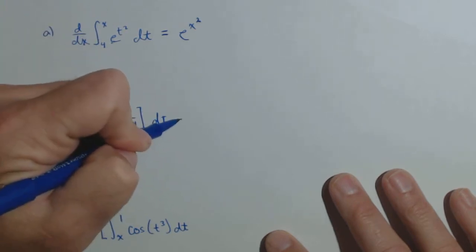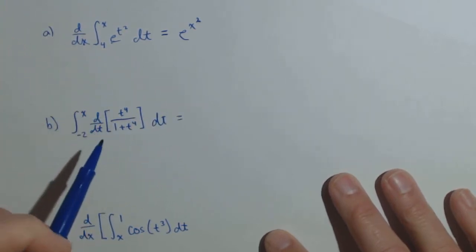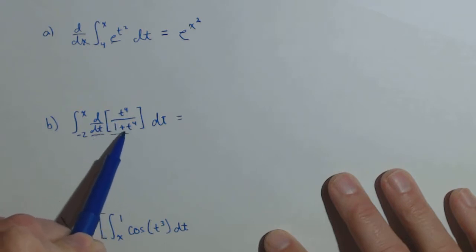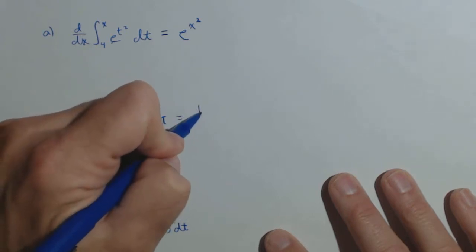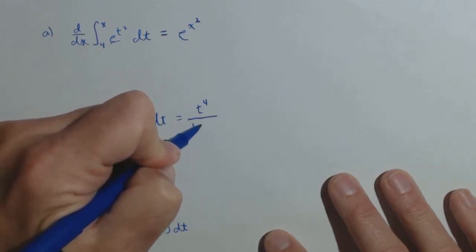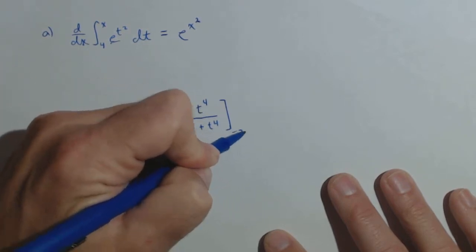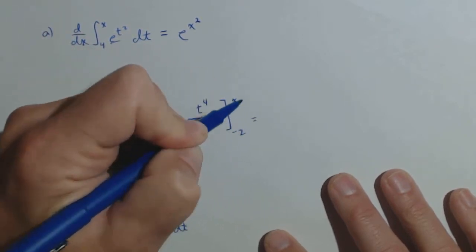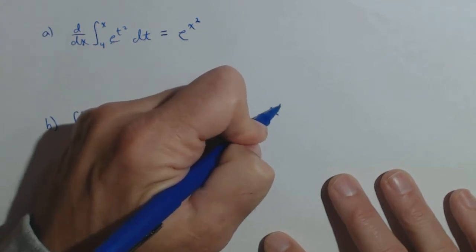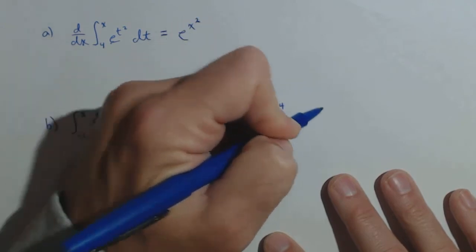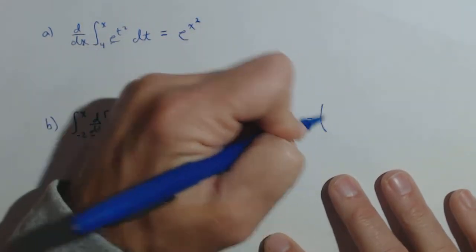Now here we're going to apply the first fundamental theorem of calculus, because what we need to remember is an antiderivative of the integrand is t to the fourth over 1 plus t to the fourth. So we have t to the fourth over 1 plus t to the fourth, and then we apply our limits, negative 2 to x. So in putting those in, we're going to have x to the fourth over 1 plus x to the fourth minus, now we're going to plug 2 in.